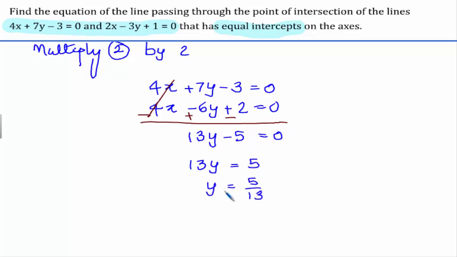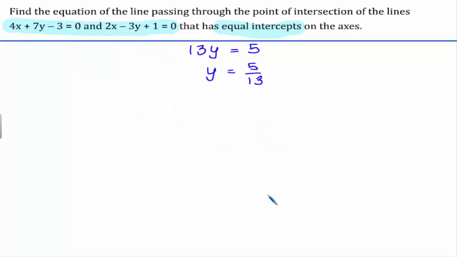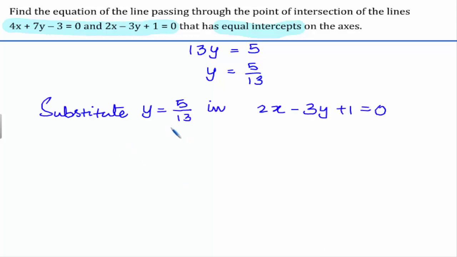Now to get the value of x, let us substitute this y is equal to 5 by 13 in equation 1 or 2. Now let us substitute the y value 5 by 13 into the equation 2x minus 3y plus 1 is equal to 0.